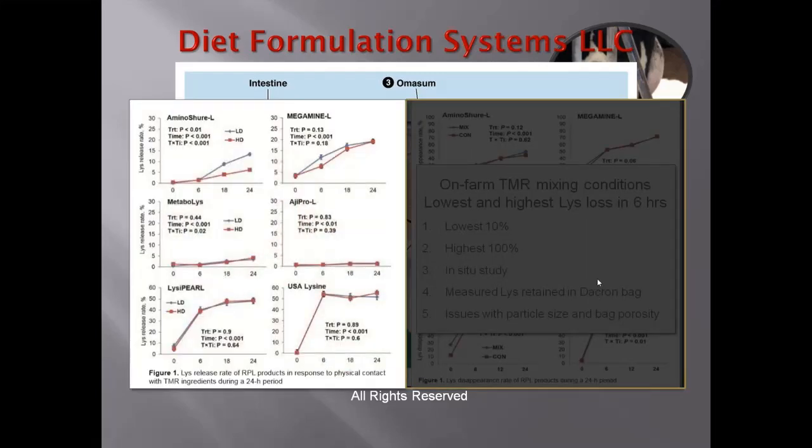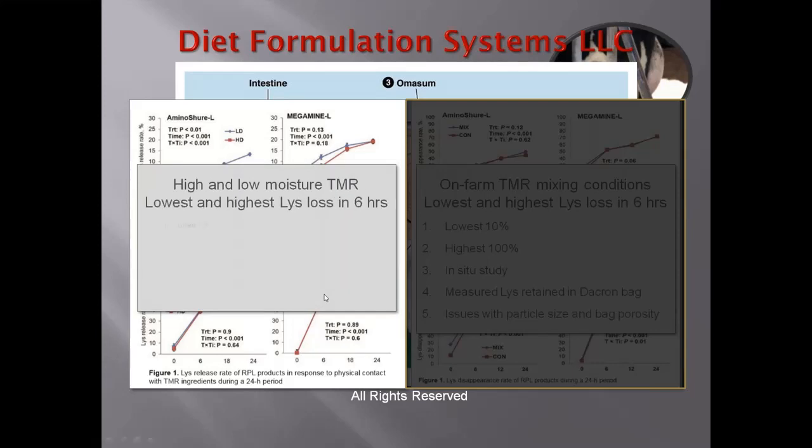And we're going to look at the moisture study. This segment of the study was looking at the effects of a high moisture TMR environment in terms of lysine loss from protected products in the bunk over time. So let's look at this. Agipro-L, about 1% at 6 hours. USA lysine, 6%, or 55%, excuse me, at 6 hours. Let's look at the overview. The lowest loss in 6 hours was 1 to 2% of the lysine. The highest loss was 55% of the lysine.